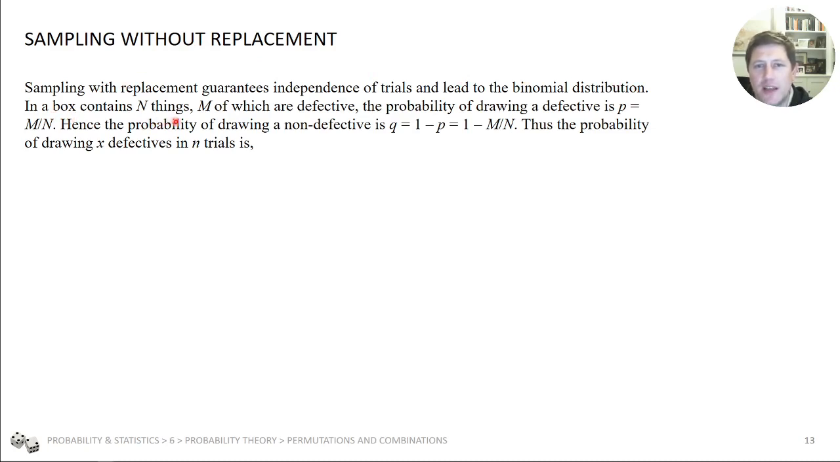In a box containing n different things, say for example m of them are defective, the probability of drawing a defective one is m divided by n, and thus the probability of drawing a non-defective is 1 minus m divided by n. And so the probability of drawing x defectives in n trials is this. This is the binomial coefficient, x defectives drawn in n trials. That's the binomial distribution that we're going to look at again next week probably.